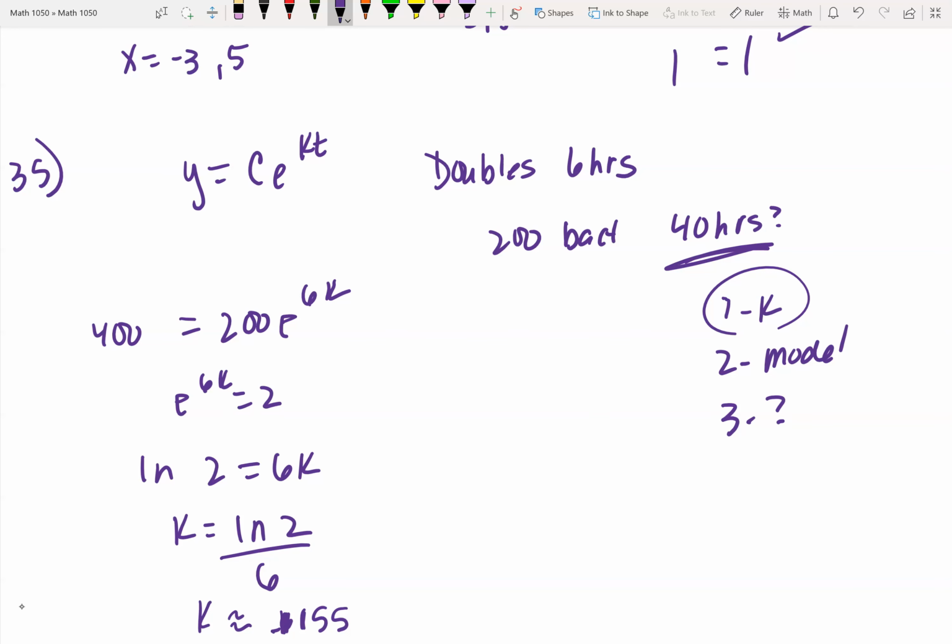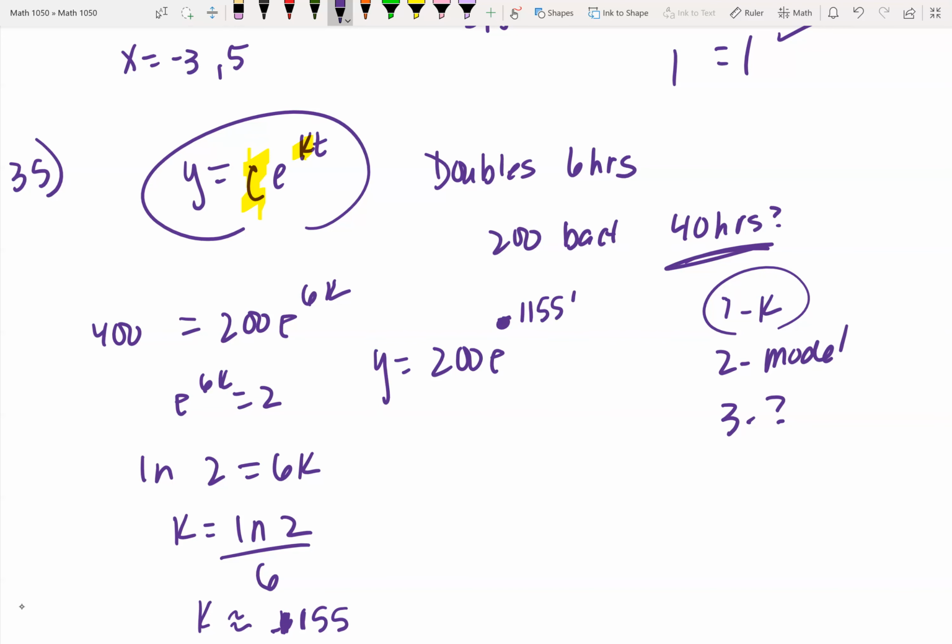Now I'm going to do my model. So my model's this, and the only thing I put in, oops, didn't mean to do that. Sometimes it doesn't change to a highlighter fast enough. Here's my C, here's my K. So my model is y equals 200 e to the, not negative, e to the 0.1155 t. Now, I can use that model. They give me the t, I give them the amount. They give me the amount, I give them the t. I can use it for every scenario, okay?